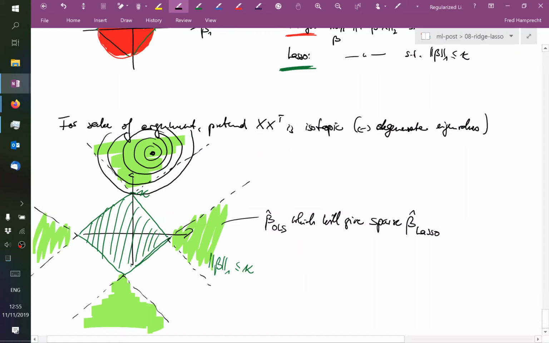But if, on the other hand, my solution beta hat is here, and I have these concentric circles, then the first point where it will meet the constraint set would be not at the corner, but along one of these faces here. And that solution is not going to be sparse. This is why I get these four regions of space where solutions are sparse or non-sparse. Now, as I make lambda bigger, my kappa becomes smaller, and so overall, the fraction of sparse solutions will become ever larger as I increase lambda or as I make kappa smaller.